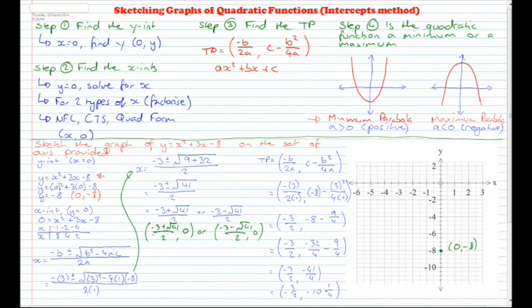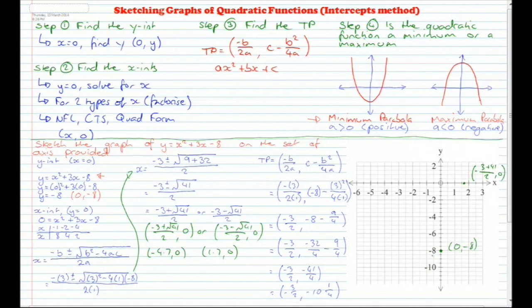Of course now that I've done that, what I'll end up getting is an answer that looks like this: negative 4.7, comma 0, and 1.7, comma 0. Now of course that is a lot easier to go through and plot, so let's do that. So I go 1.7 here, which will be over here roughly, and of course I'm going to use my exact value, so that will be negative 3 plus root 41 on 2, comma 0.